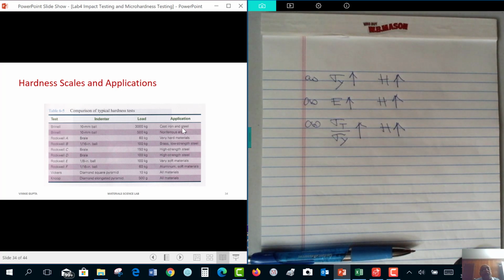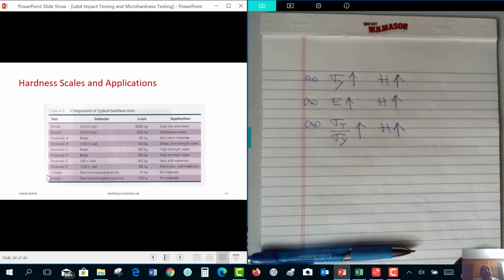Then in Rockwell, there are many scales, A, B, C, D, E, F. We looked at the B and C scales particularly. B scale is used for soft materials. C scale is used for hard materials. We also looked at the superficial scales, the corresponding T and N scales. We didn't do any experiment using the N scale, but we looked at it.